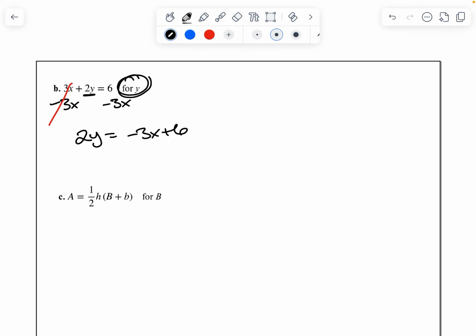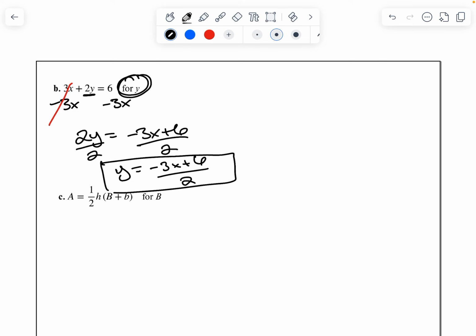Now, I'm trying to solve it for y. Every single step I'm going to say, is y by itself? Not quite yet. I still need to divide by 2. Divide by 2. So then I get y equals negative 3x plus 6 all over 2. Now I have y by itself, and we're done. We could break that apart. If you broke that apart, it'd be fine. You can separate it into two fractions. y equals negative 3x over 2 plus 6 over 2, which is the same as 3.